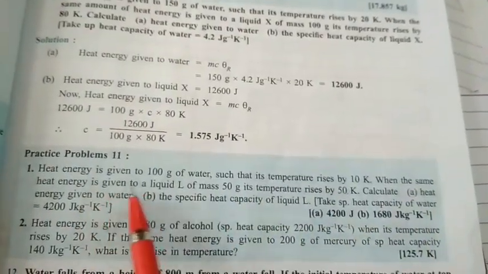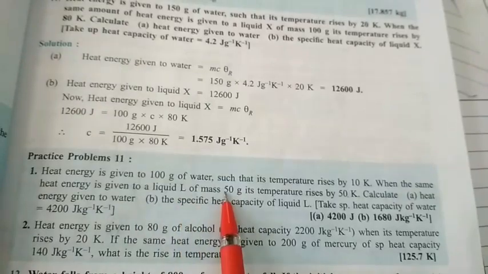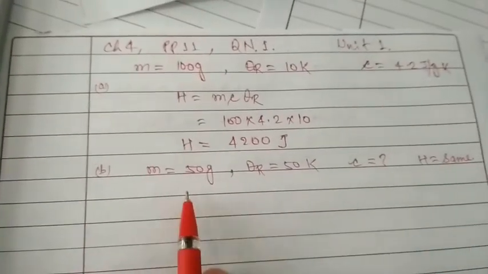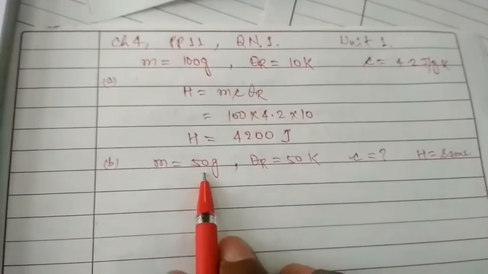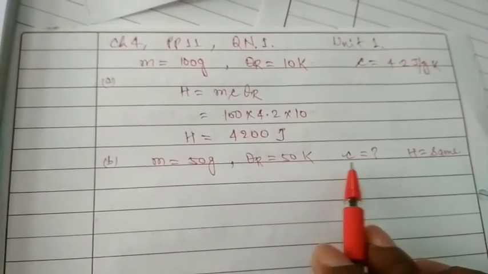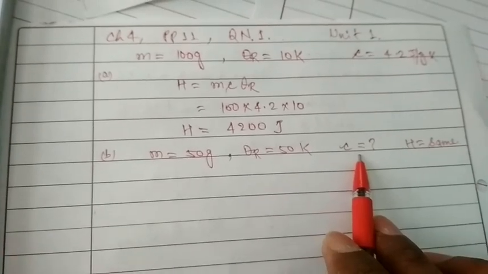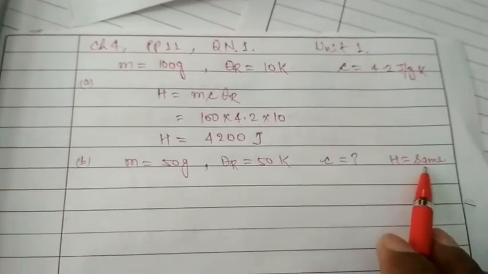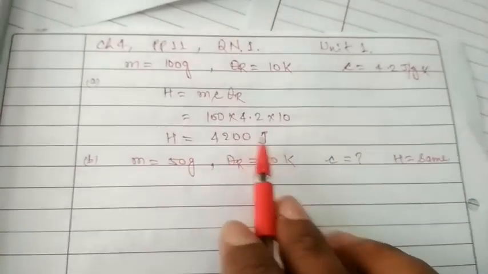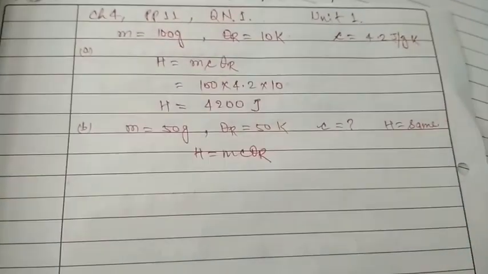Now the same amount of heat energy is given to the liquid of mass 50. I'm talking about the liquid now. Let's write first. See here, mass of the liquid was 50 gram, theta rise of liquid 50 K, and specific heat capacity of liquid we have to calculate. The heat is given the same, so this amount of heat energy we will take. Let's write the equation.